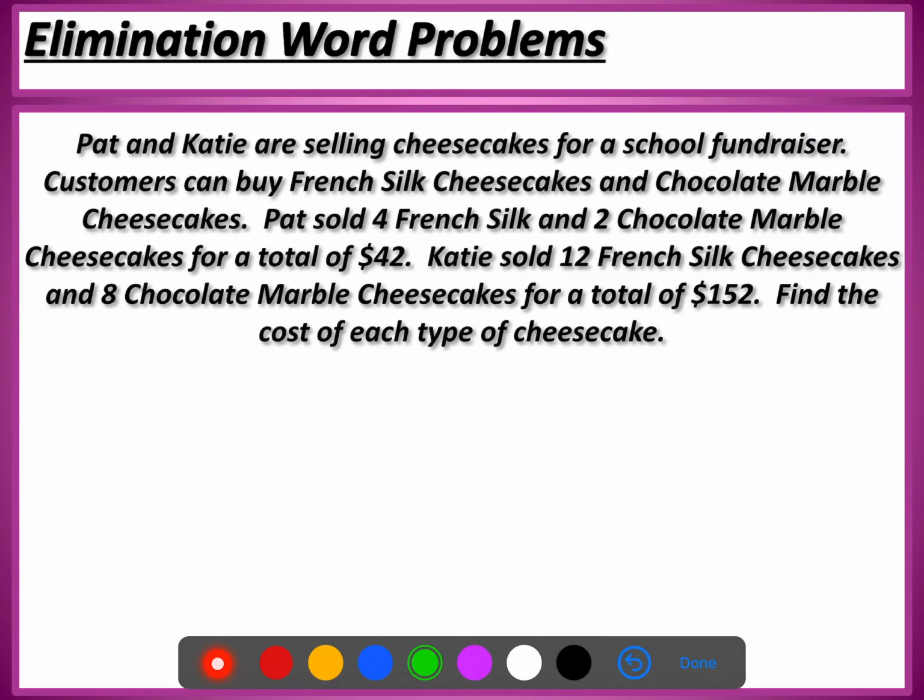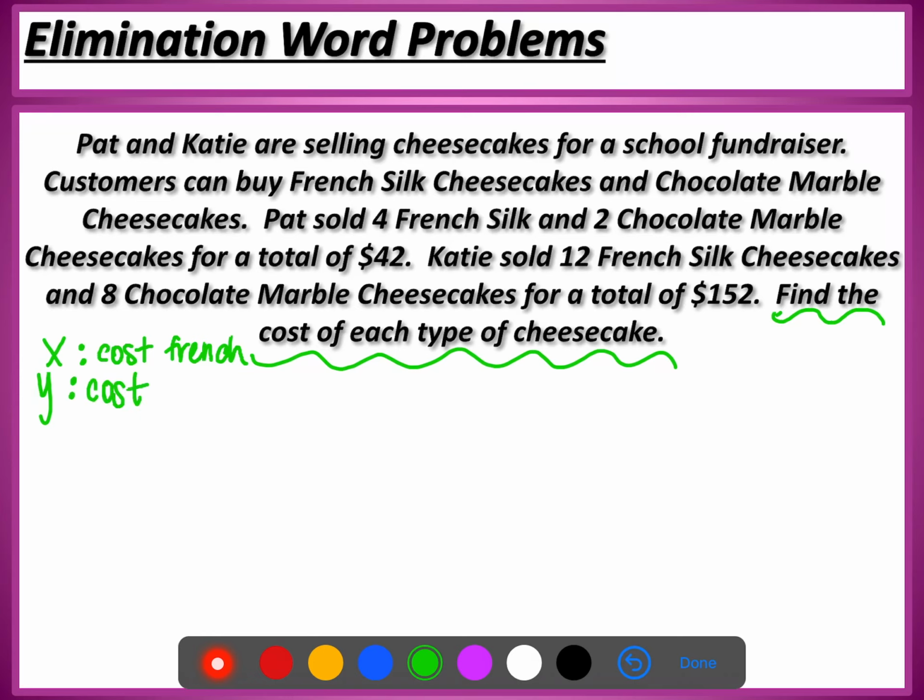So remember, when we do our word problems, we always start by identifying our variables x and y. Okay, and it says find the cost for each type. So x is going to be the cost of a French silk. I'm just going to call it a French. And y is going to be the cost of a chocolate.